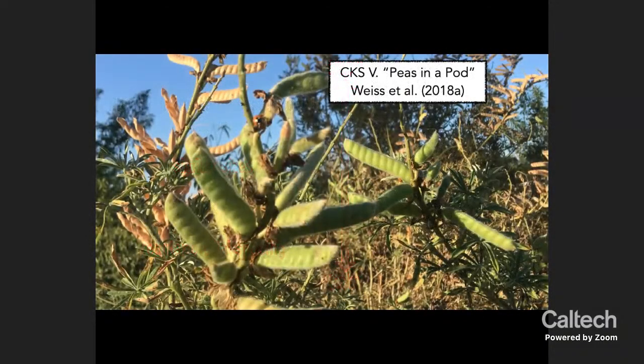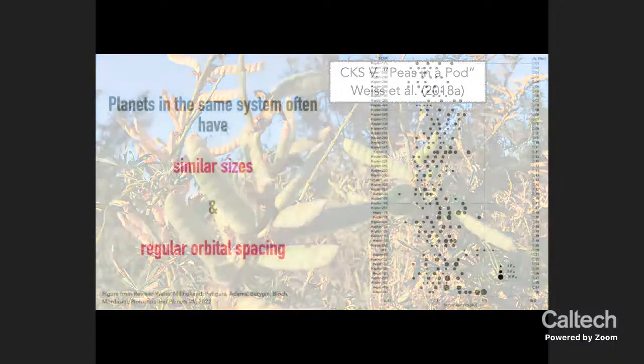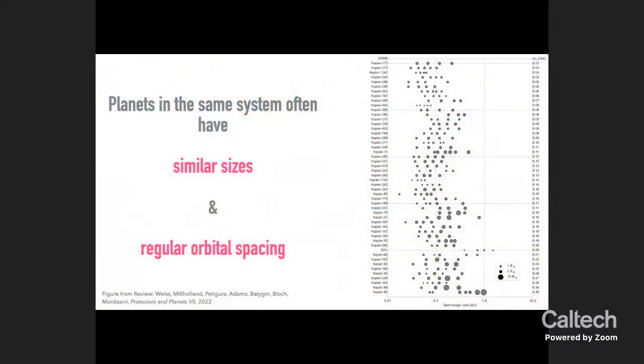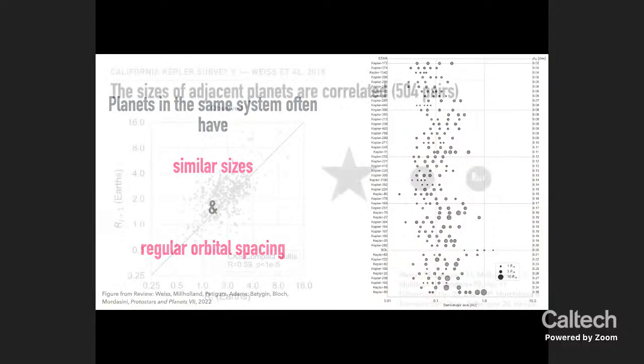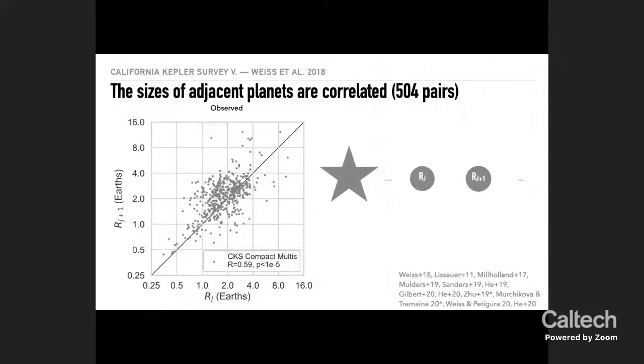At any rate, we call this the peas in the pod pattern. And there are a couple of different ways that we can quantify this pattern. One is to look at the size similarity. So what we did here is we took pairs of adjacent planets in the same system and compared the size of the inner planet, which is shown on the x-axis, to the outer planet, shown on the y-axis. The sizes of the adjacent planets in the same system are significantly correlated, with the correlation spanning from Mars-sized planets down here. Sorry, I guess folks on Zoom can't see that, to Jupiter-sized planets in the upper right.